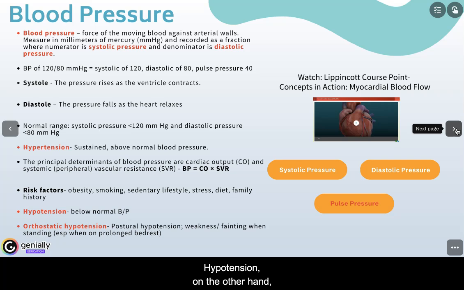Hypotension, on the other hand, is below normal blood pressure. Then we have a type of hypotension called orthostatic hypotension or postural hypotension. So this is weakness and fainting when standing up. When a patient changes position, their blood pressure drops.